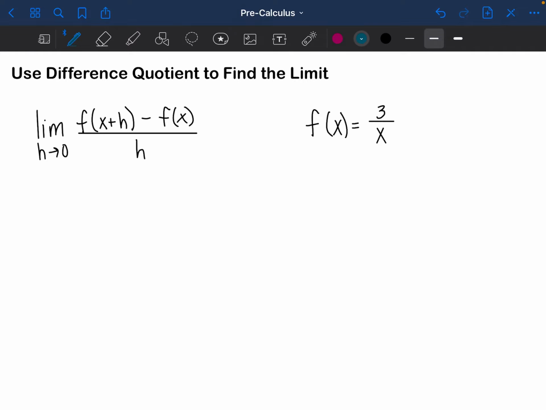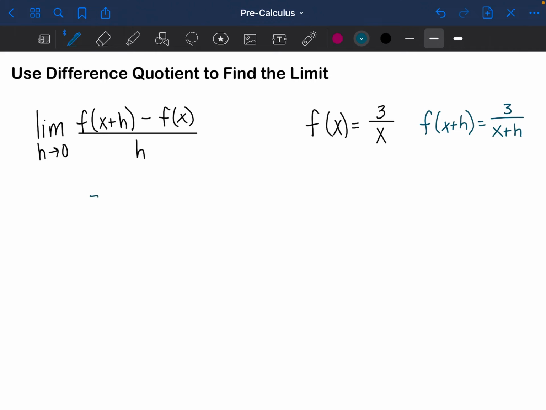Right, let's find the limit of the difference quotient as h approaches 0. We've got this function over here, 3 over x. First thing I want to do is make sure I know what f of x plus h is. This one's pretty simple because we don't have to do any extra distributing or foiling out. That's just our f of x plus h.